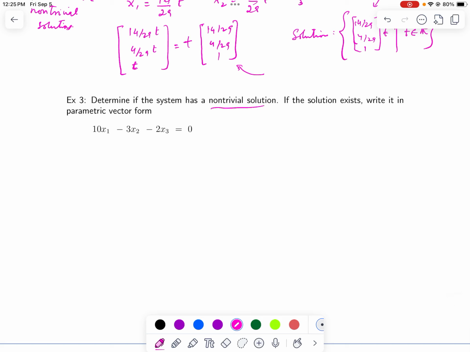Okay, again, determine if the system has a non-trivial solution. If the solution exists, write it in parametric form. So this is a single equation, so we can directly get the solution from here. So now there will be two free variables in this case. We can choose any two as free variables. Usually we pick the later variables as free. Instead of having x1 and x2 as free, we will say let x2 and x3 be the free variables.